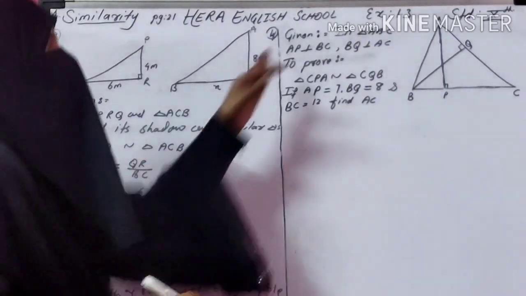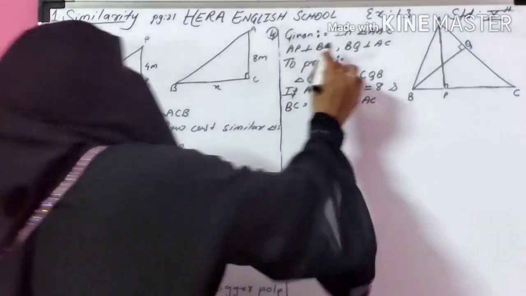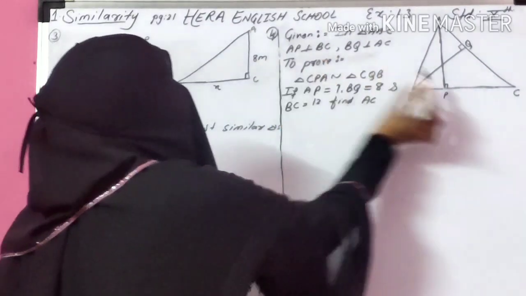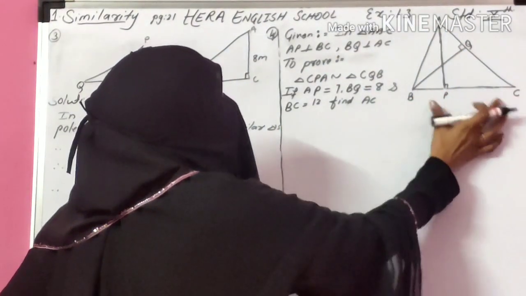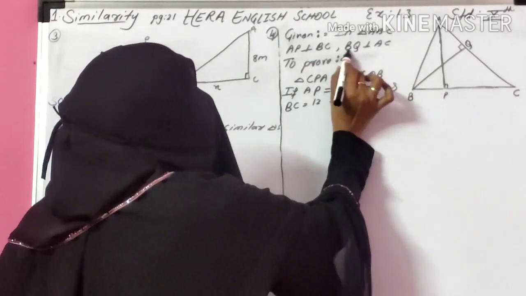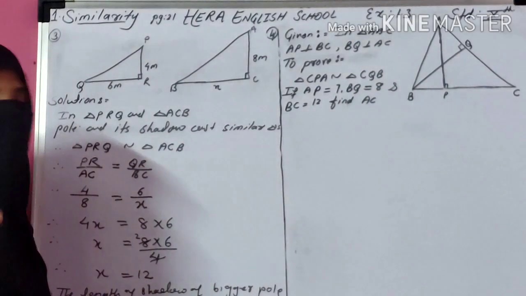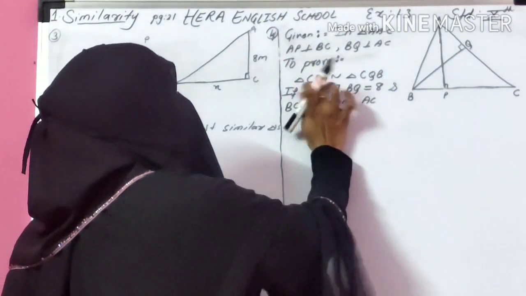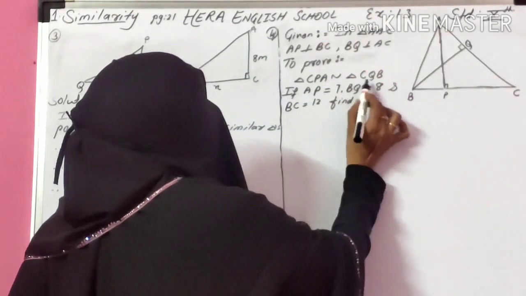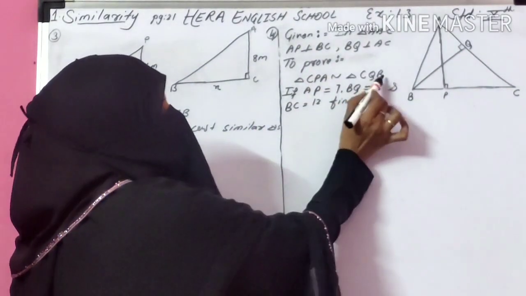Now move to question number 4. Easy question. In question number 4, in triangle ABC, this is your whole triangle ABC. AP is perpendicular to BC is given here. AP is perpendicular to BC, and BQ is perpendicular to AC. This much part is given, and you have to prove these two triangles are similar. That means one is CPA and one is CQB. Okay. Now you have to prove these two triangles are similar.